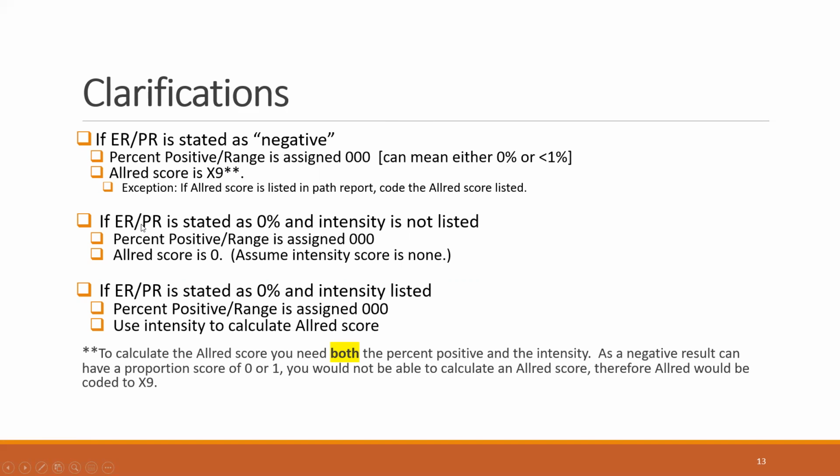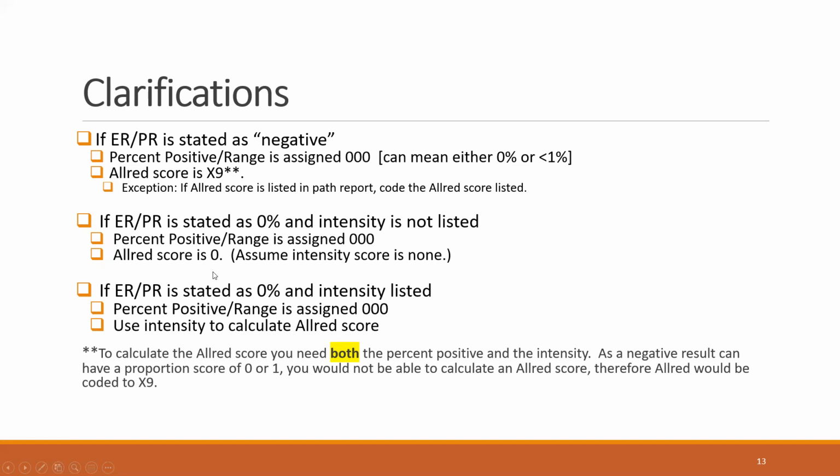If you have the ER PR stated as 0%, which is different from just stating negative, and the intensity is not listed, the percent positive or the range is assigned to 0, 0, 0, and your Allred score is 0 because you can assume the intensity score is none. And this will all make more sense. We're going to tie all this together when we get a little bit further down the road.